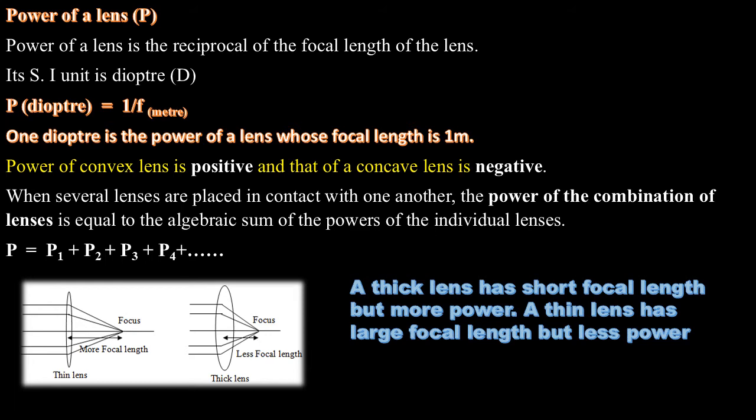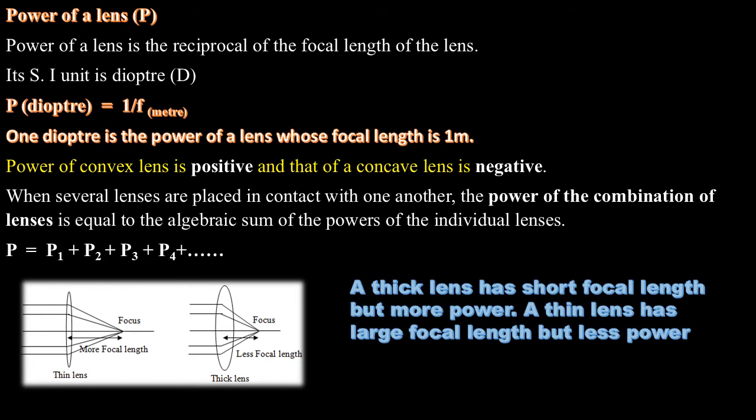So we can say a lens of short focal length has more power, whereas a lens of long focal length has less power, because power and focal length are inversely related. Hope, children, you understood. Power of a convex lens is positive, because focal length of a convex lens is positive, and that of a concave lens is negative.